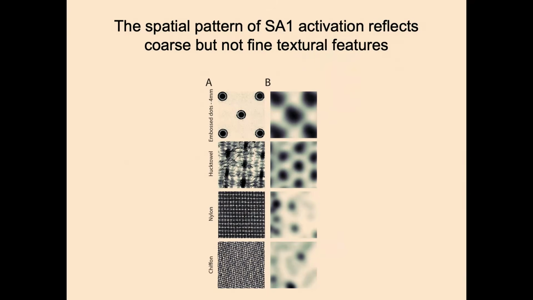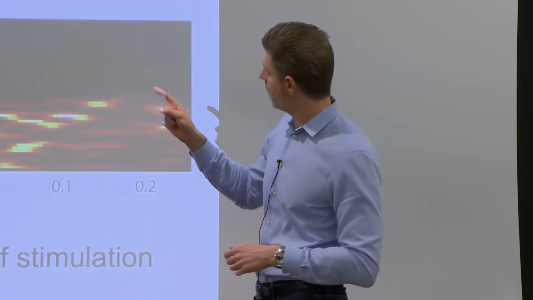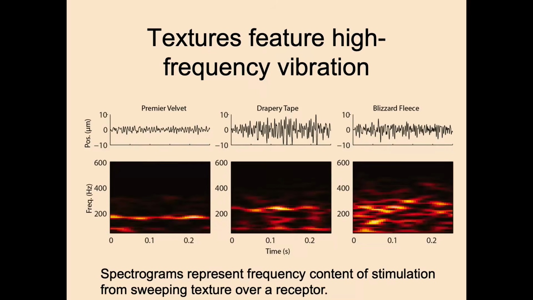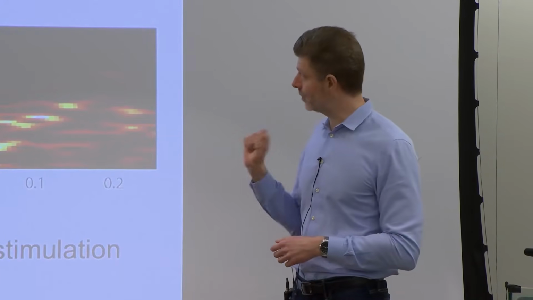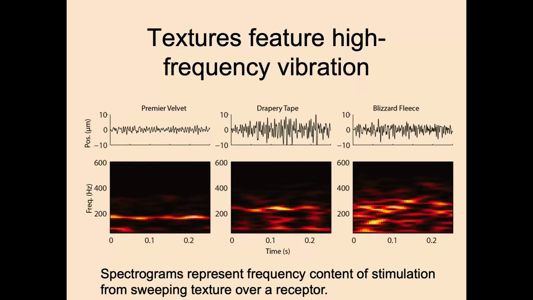Okay, so how can we account for the fact that these things all feel differently? What we believe is the key is that there is temporal information in the receptor responses, even in cases where things are not resolved spatially. So these are, again, depth maps of, in this case, three types of cloth. There's premier velvet, which sounds like it might be very smooth, drapery tape, and blizzard fleece, which I guess is a little bit rougher.